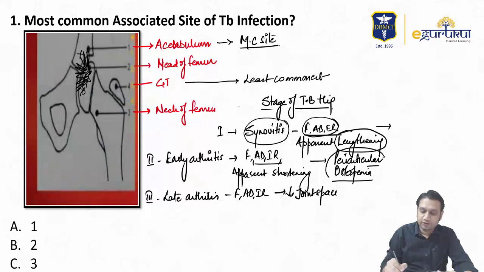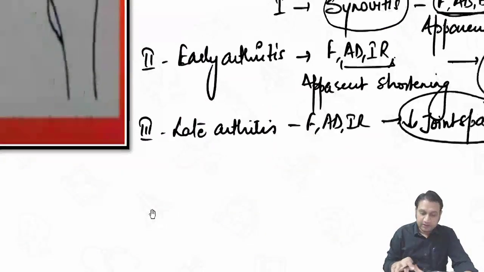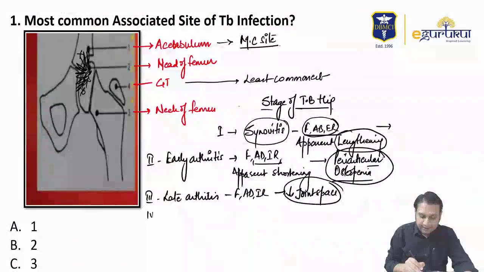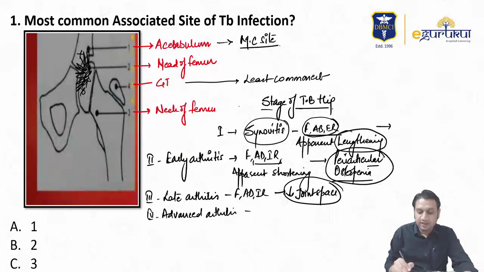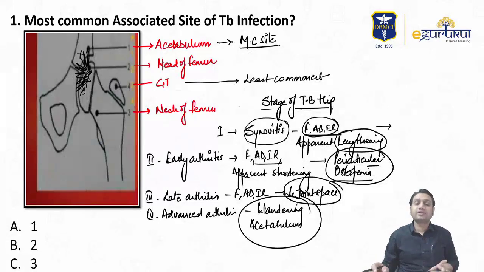If I highlight the MCQs: periarticular osteopenia is stage 2, decrease in joint space is stage 3, and the fourth stage is what you call advanced arthritis, or the stage of complication. Here we see a big complication in tuberculosis of the hip joint, known as wandering acetabulum, that means change in the position of the acetabulum. These are the questions you must remember from tuberculosis of hip.